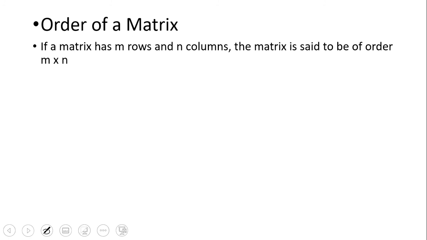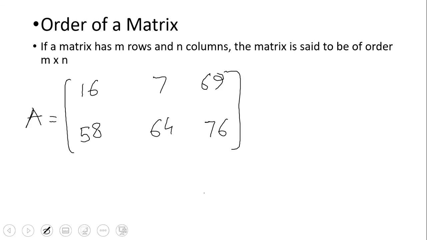Now let's talk about order of matrix. If a matrix has m rows and n columns, the matrix is said to be of order m by n. For example, if we have a matrix A, then we can see that there are 2 rows and there are 3 columns. So matrix A is of order 2 by 3. We can also say that the order of matrix A is 2 by 3, or A is a 2 by 3 matrix.